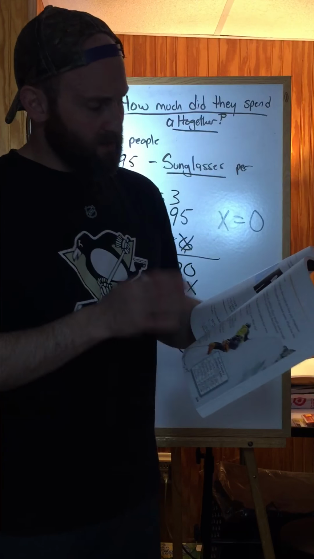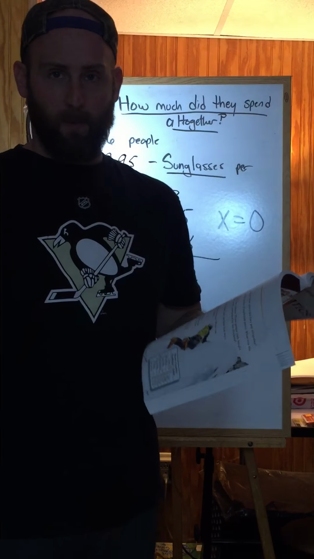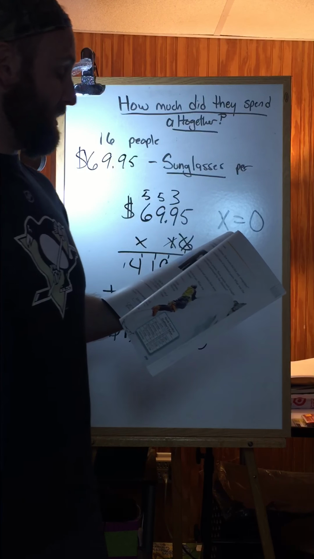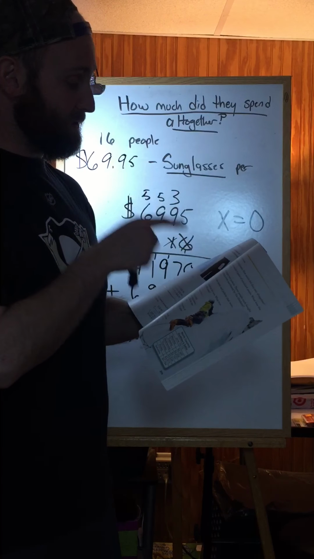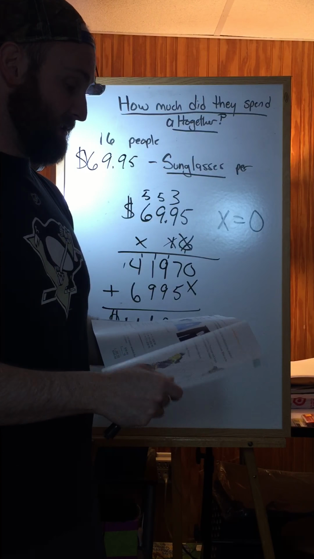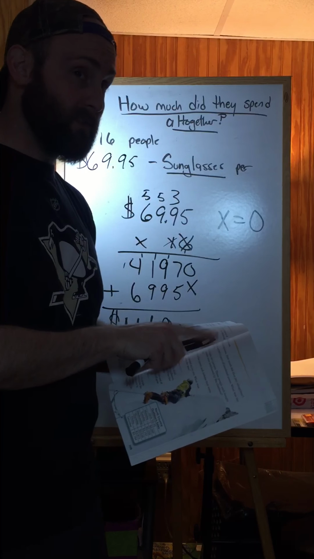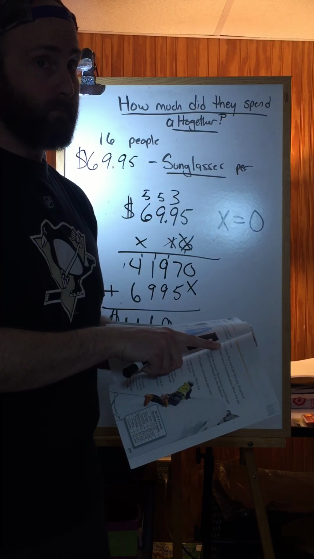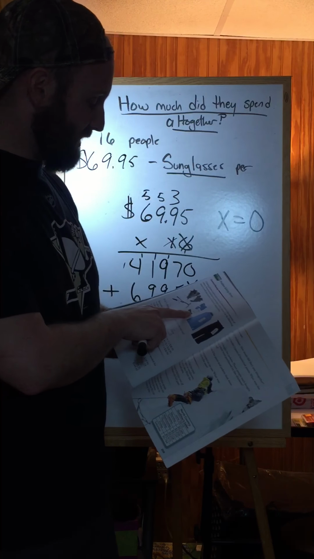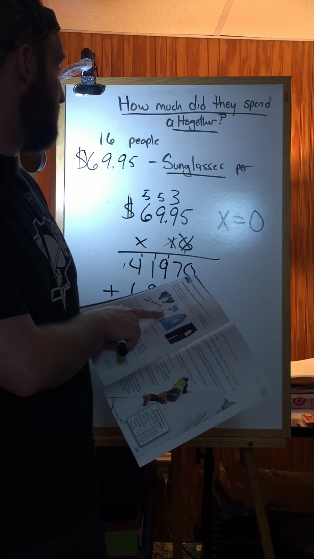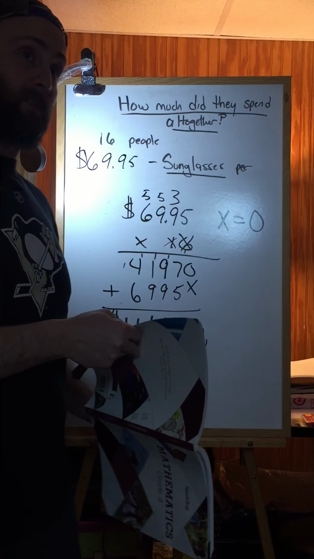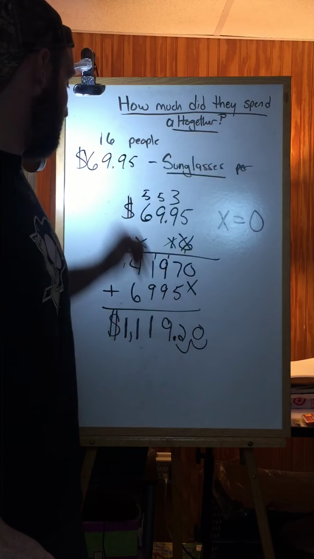So we go with that question. It says 16 people bought sunglasses. How much do they all pay together? So the question that they're asking is how much did they pay all together? Now, the facts that we know is that there are 16 people. Now, it says they bought sunglasses. Now, the question itself does not tell you how much the sunglasses are, so you have to refer to the chart that was given to you on the previous page. So the sunglasses were $69.95. So, what you do is you take that $69.95 and you multiply it by the 16 people.